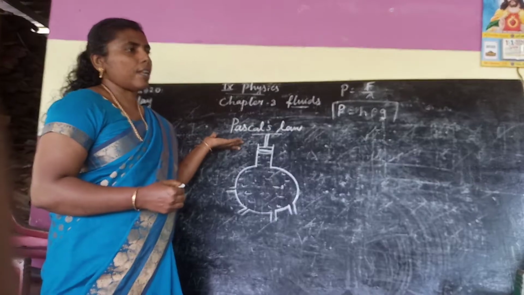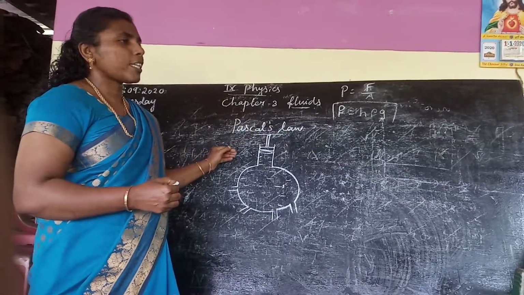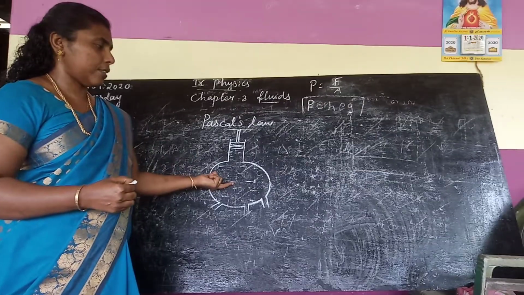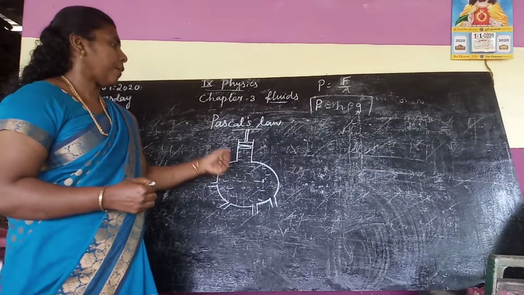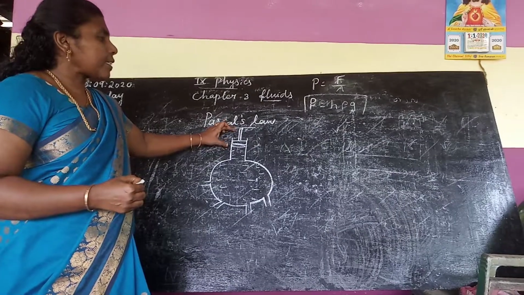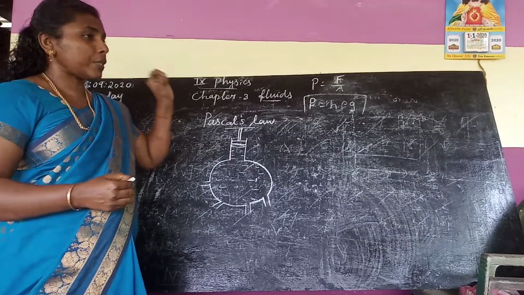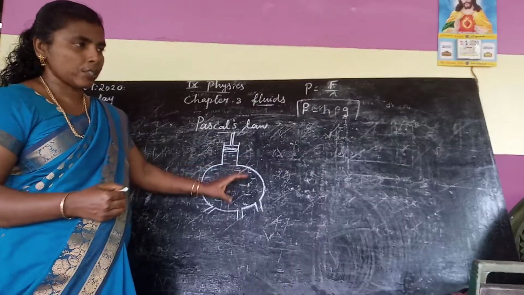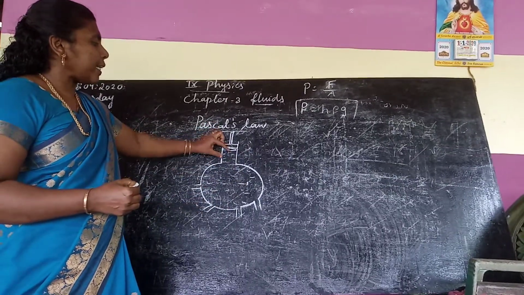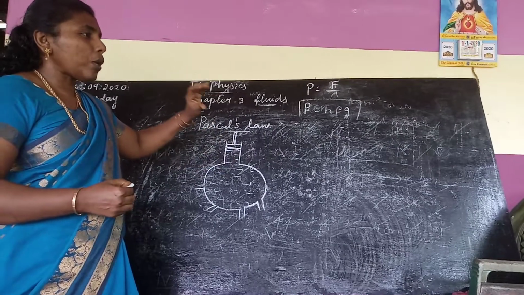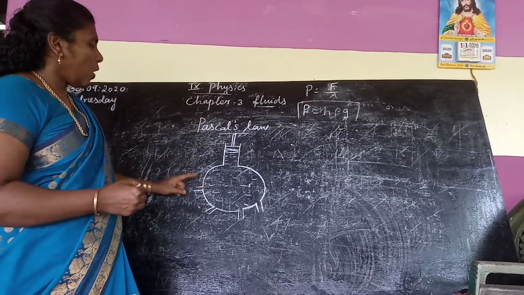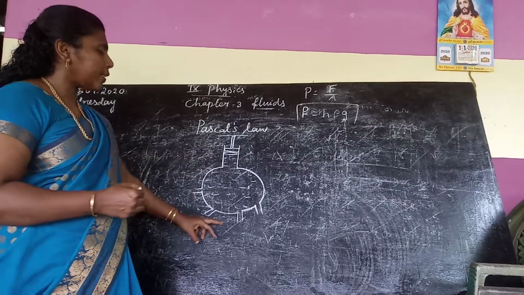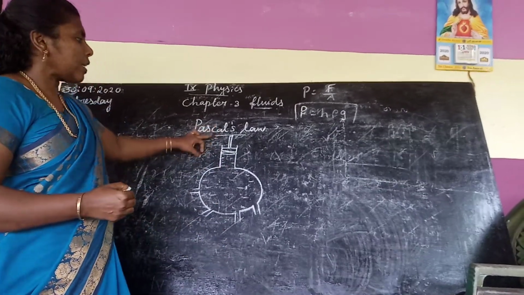What is Pascal's law? Pascal's law is demonstrated by using a glass jar. Inside the glass jar, what is there? Incompressible liquid is there. When we give external pressure using the piston, what happens? The incompressible liquid is equally transmitted in all directions. With the same pressure, the liquid will come out. So this is Pascal's law.